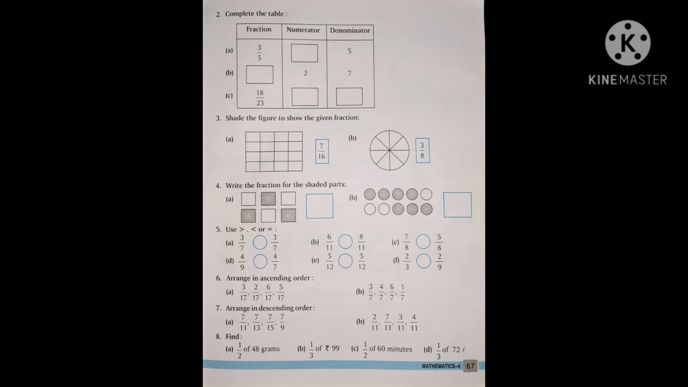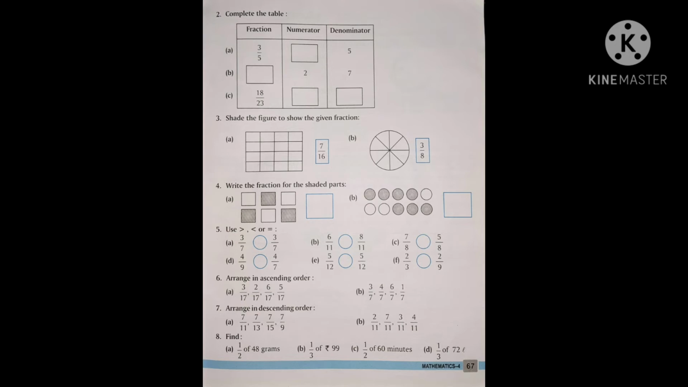B part, here numerator and denominators have been given. You have to complete the fraction box. Next is fraction box has been given. You have to write the numerator and denominator. Third question. Shade the figure to show the given fraction. You have to shade the parts in the numerator and the total part will be the denominator.